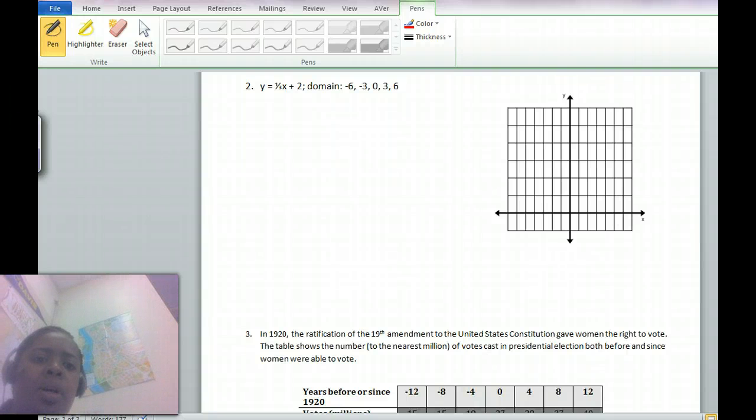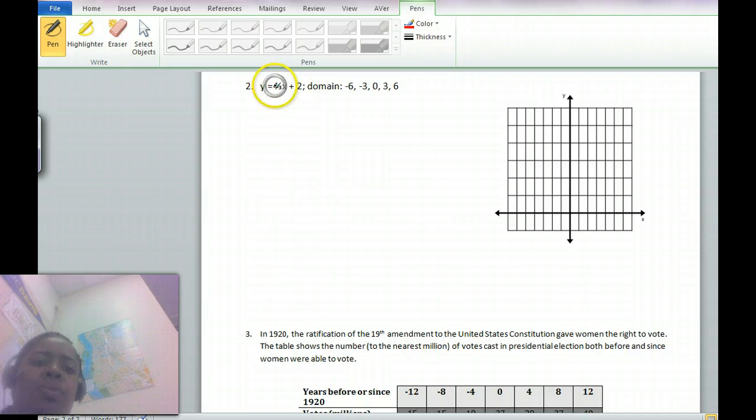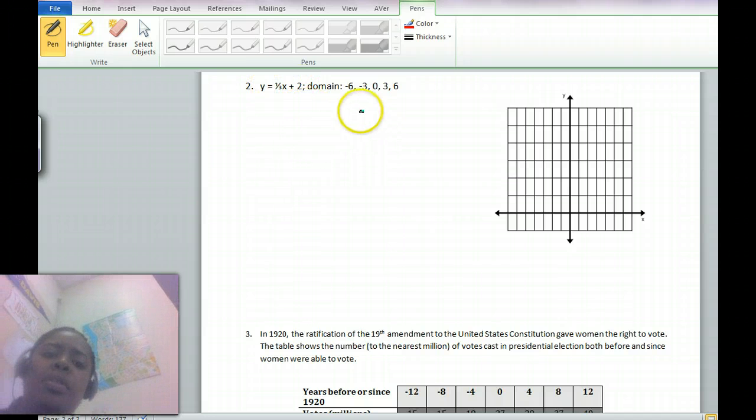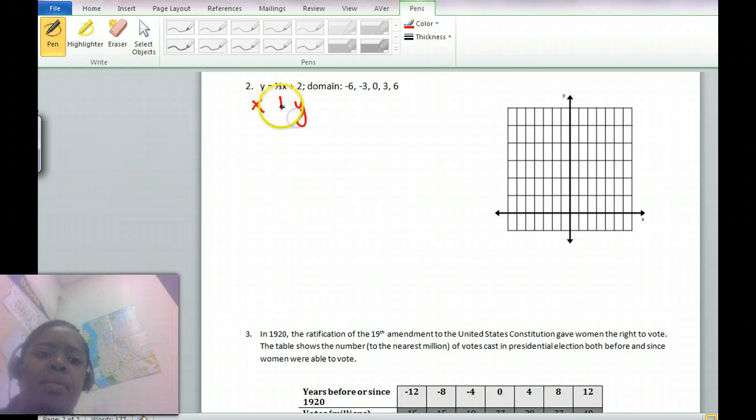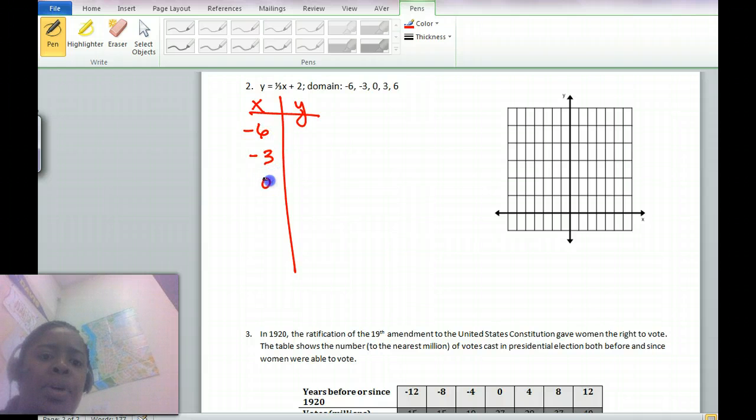For your next one, you have y is equal to 1/3 x plus 2, and some of us will look at this 1/3 and will freak out, but I'm not going to because I like every single one of these numbers that's in my domain. Every single one of them. Because if I plug in -6, -3, 0, 3, and 6, I'm going to have friendly numbers because they're all multiples of 3.